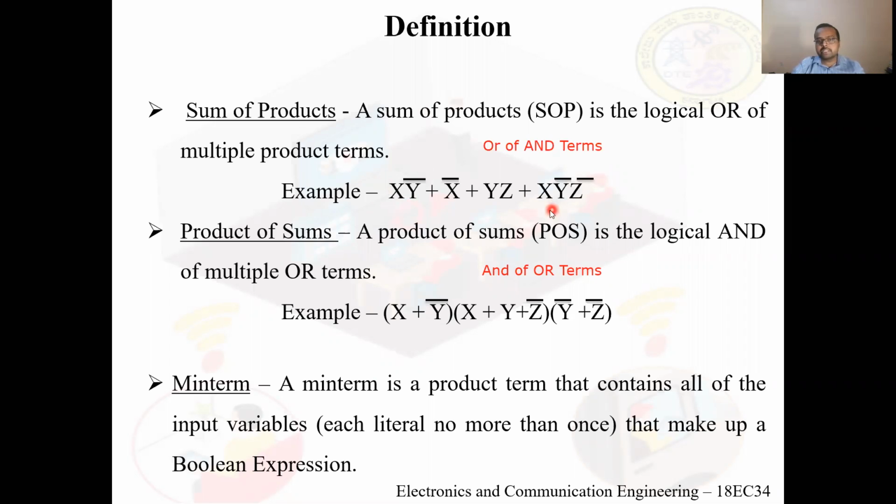But here, if you see x y bar z bar, all the three input variables are there as part of the product term. So this one is an example for a minterm. When I say minterm, all the input variables should be there, each literal no more than once. We call that a minterm. Minterm is nothing but a product term which contains all of the input variables.